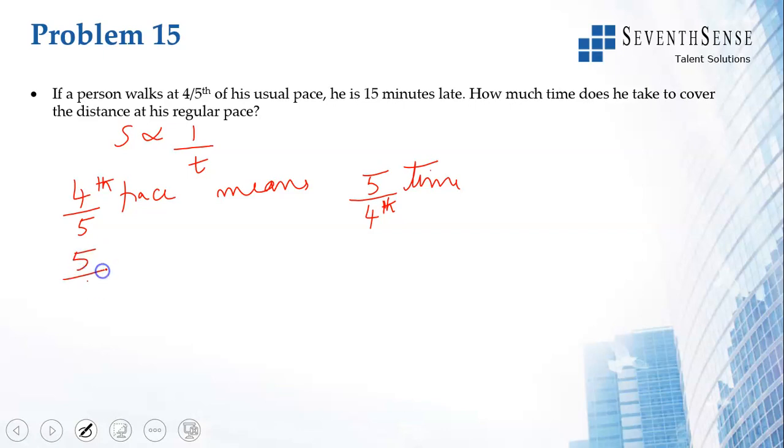So 5/4 t minus t. If you are walking at regular pace, you would reach at some time. Now he is walking at reduced pace, which means it is taking more time. This is the regular time. This is now more time taken. That difference is 15 minutes. So if he was walking at his regular pace, he would reach at some time. His reduced pace means his time taken is more. So the difference between those two times is 15.